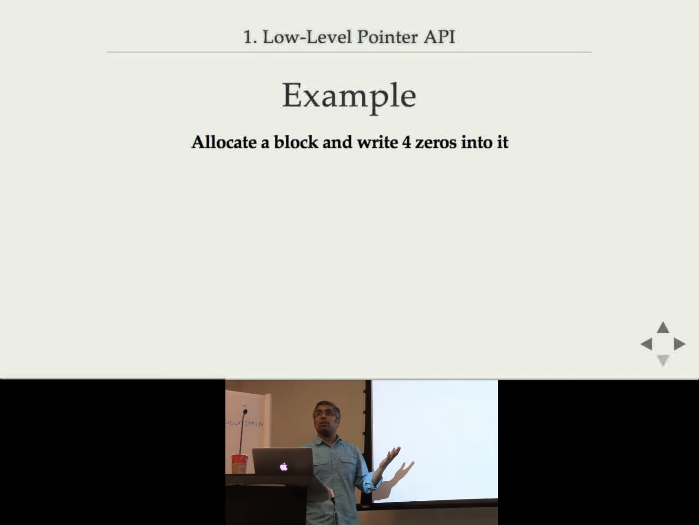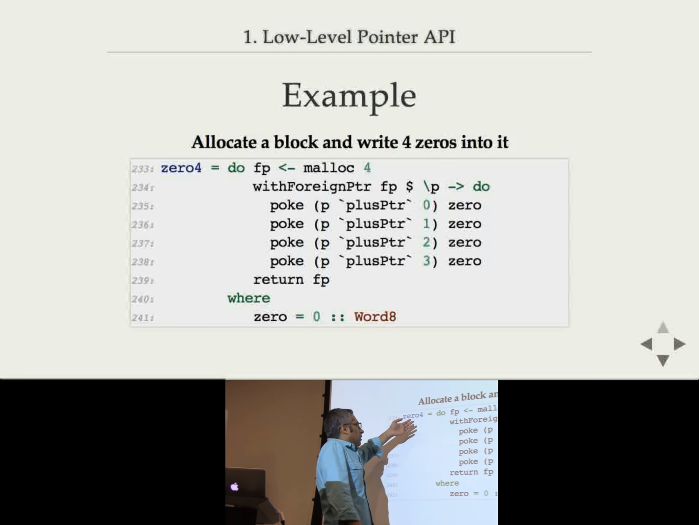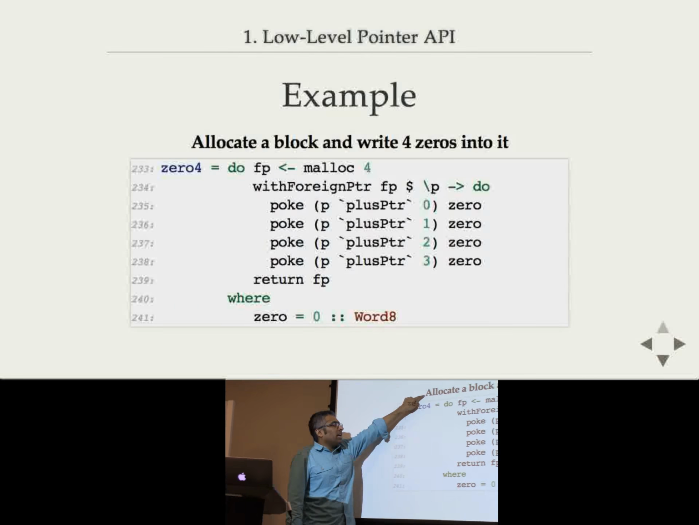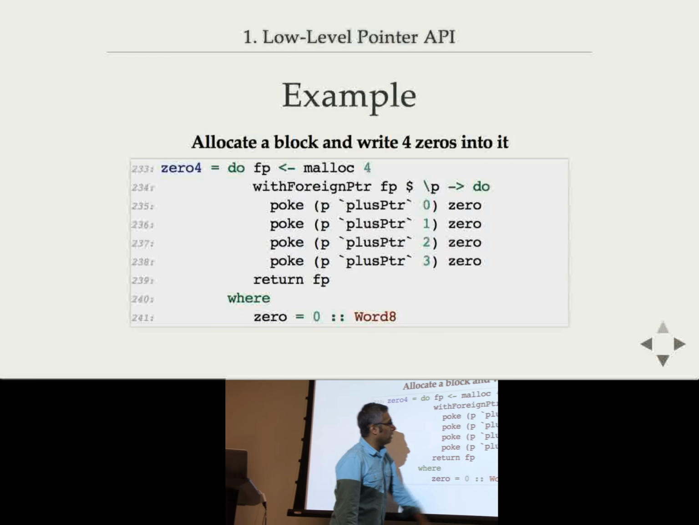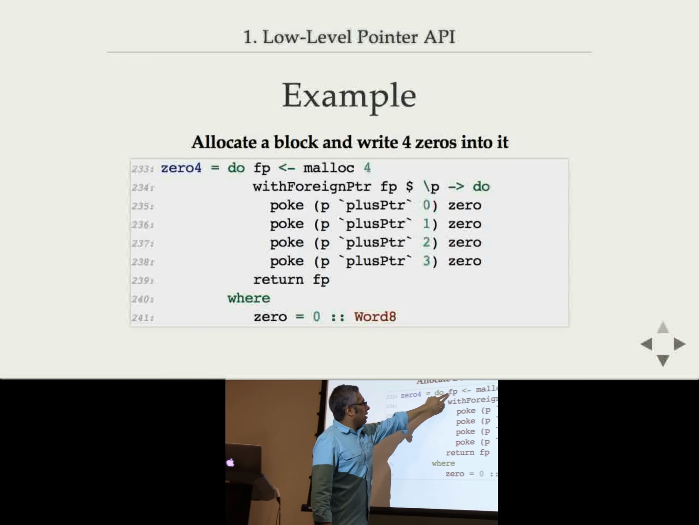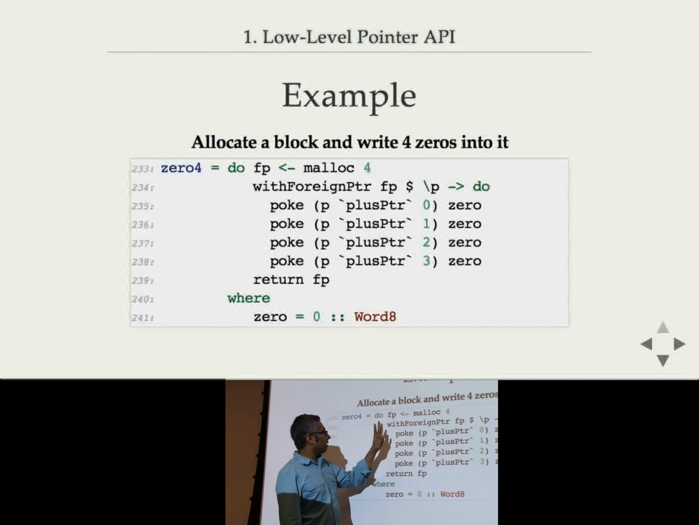Okay, so here's an example of how one would use the API. It's not the world's most exciting function, but it is what it is. So zeros 4 allocates a block and writes 4 zeros into it. Okay, 4 zeros of type Word8 if you really want to know. So it calls malloc of 4, right? So it creates a block of size 4.